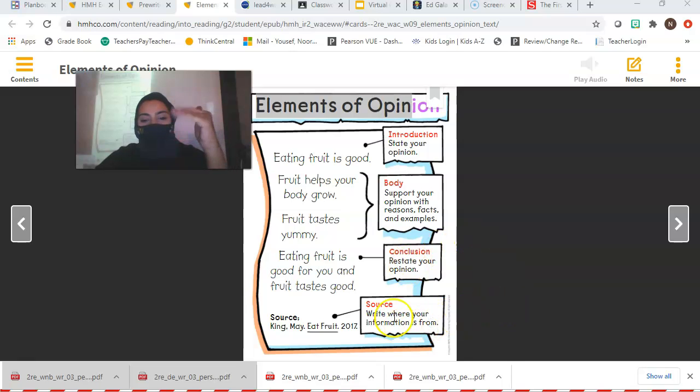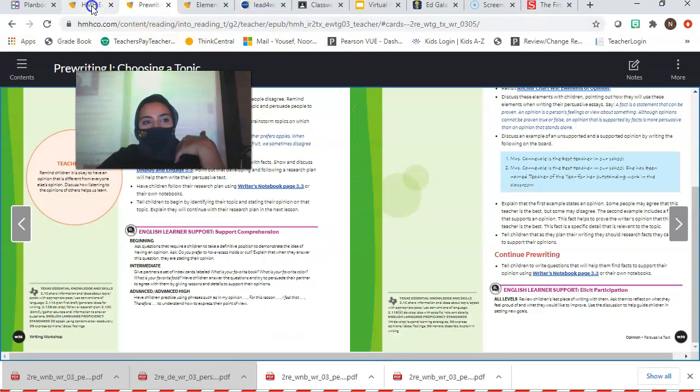And then source, again, we talked about that before. That's if you took something out of another book or off of a website, you need to source where you got the information from. But we don't have to worry about that part now.